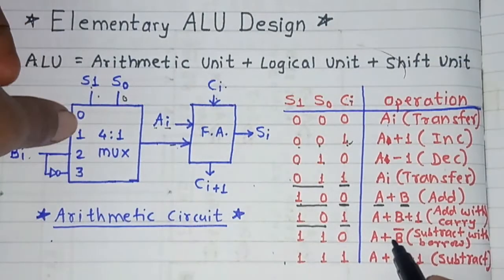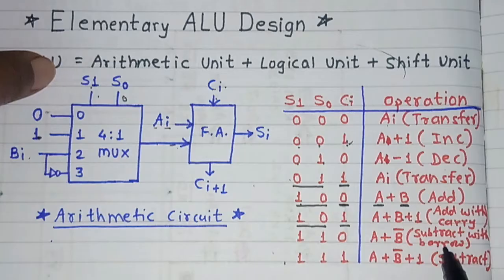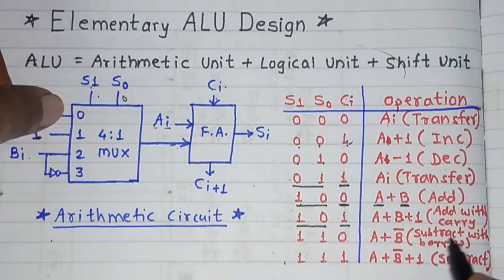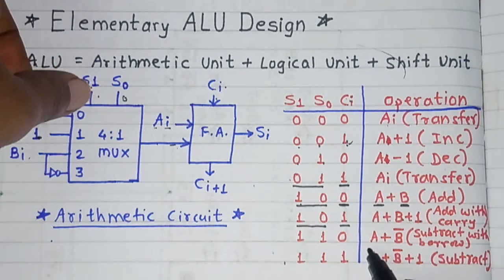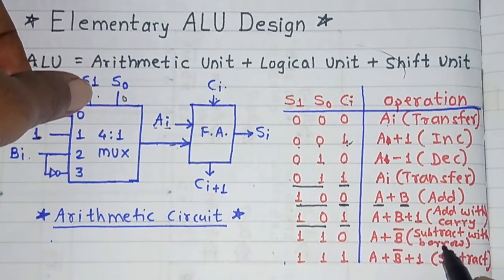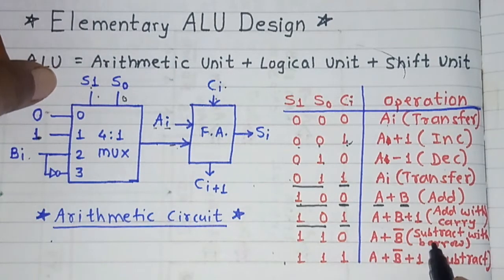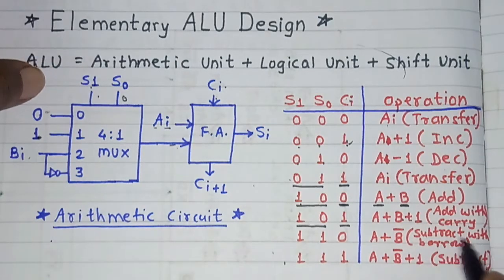Now the next operation is subtract with borrow. Subtract with borrow is similar to add with carry, but here we are subtracting the borrow in advance. So let us see how it performs A plus B bar. So actually it is subtract with borrow.